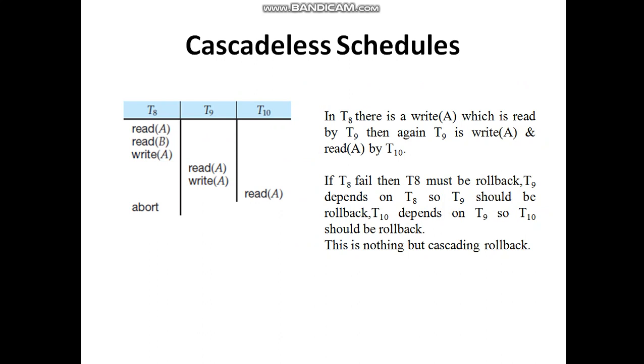Cascadeless schedule. Here there are three transactions: T8, T9, T10. In T8 there is a write A which is read by T9, and T9's write A is read by T10. For any reason, if T8 fails, then T8 must be rolled back. T9 is also dependent on T8, so T9 should be rolled back. T10 is dependent on T9, so T10 also should be rolled back. So this is nothing but the cascading rollback.